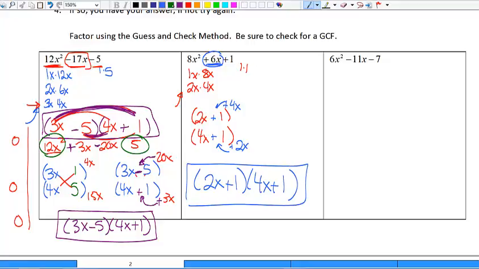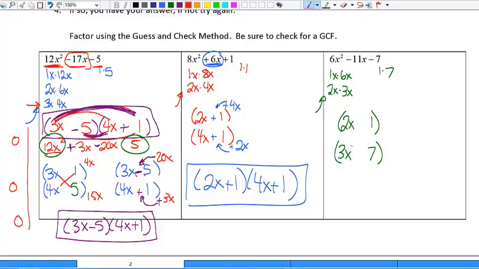Let's try that again. On the third problem, there is no GCF, so I'm going to list my factors of C, which are 1x times 6x and 2x times 3x. My factors of 7 are 1 times 7. So I'm going to start at the bottom of my list, and the last time it got me in one try without any guesses, okay? So I'm going to try 2 and 3, and I'm going to try 1 and 7.